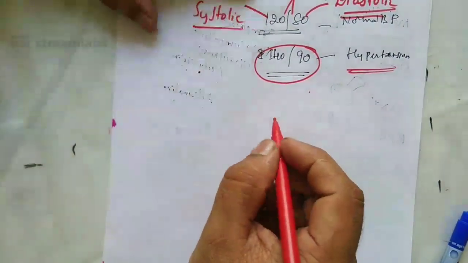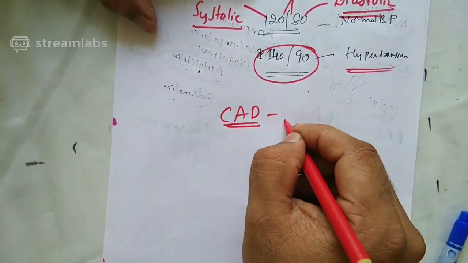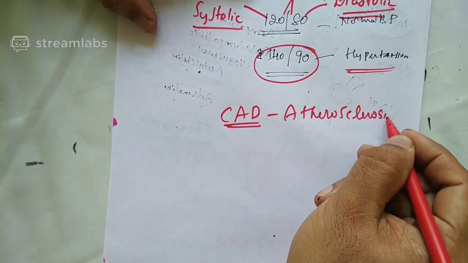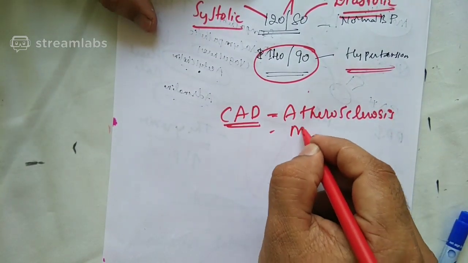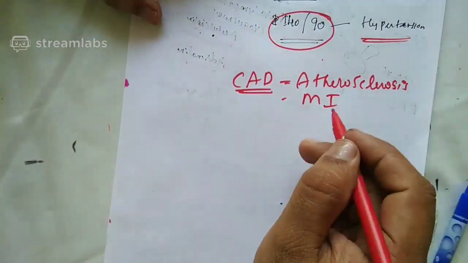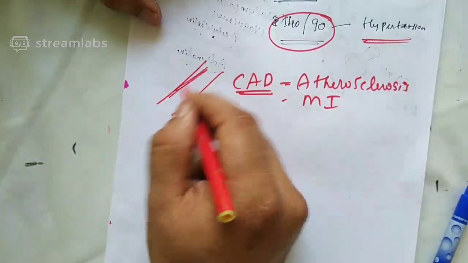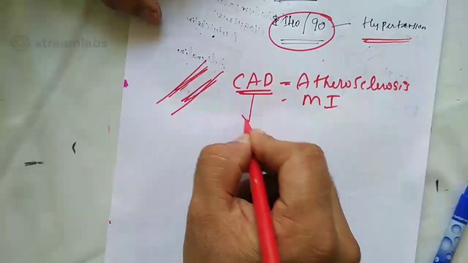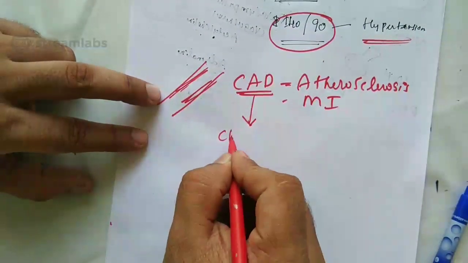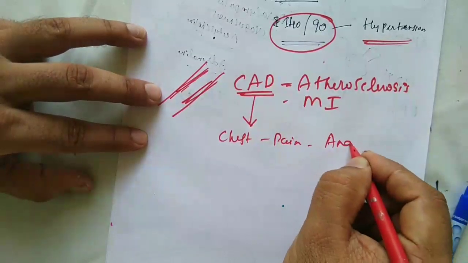A person is suffering from coronary artery disease, CAD, maybe like atherosclerosis, or maybe like myocardial infarction, MI. When he is suffering from coronary artery disease, the reason is that the lumen of the coronary artery has become narrow. Then later he will someday get chest pain, and this chest pain is called angina.